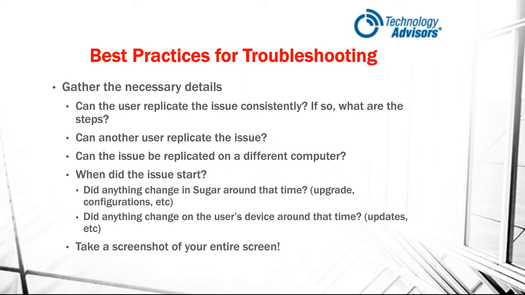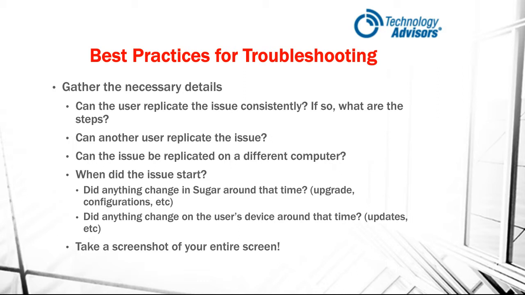And it might not just be Sugar that's updated. Maybe it's something on the user's computer that updated. Maybe they got a new version of Chrome or Firefox installed, or a new version of Outlook, and now they're having an issue with the Outlook plugin. So think about the timing of when the issue popped up and what else may have been happening at the same time or just before that time.